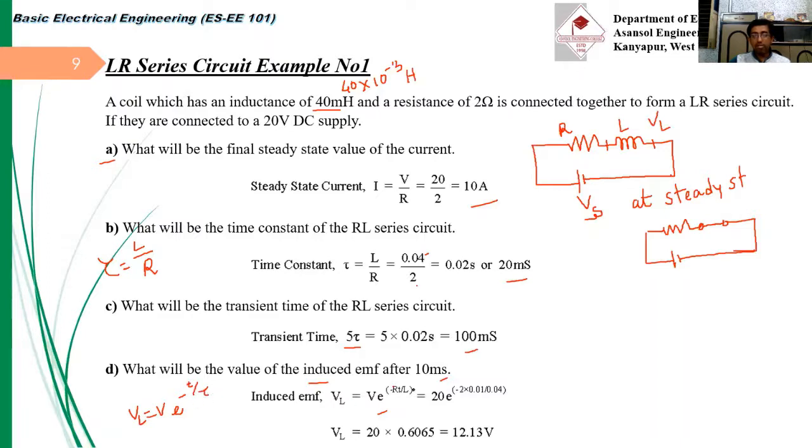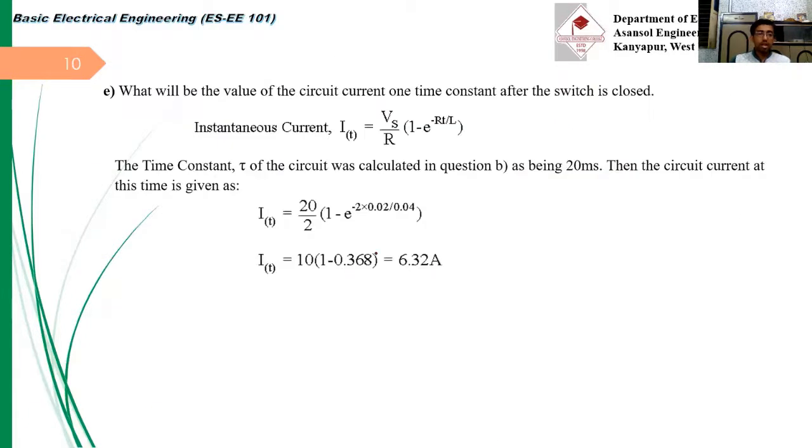What is our t value? Given 10 millisecond. What is our tau value? That is 20 millisecond. So e to the power minus half. Fine. This value is 20 into 0.6065 or 0.61. So it will be 12.13 volt. Clear?